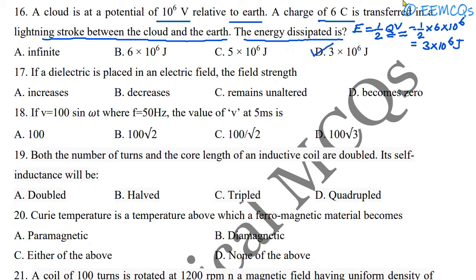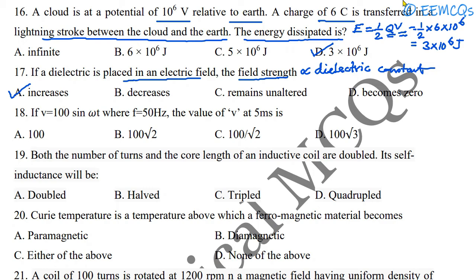Next question. If a dielectric is placed in an electric field, the field strength increases, decreases, remains unaltered, becomes 0. Definitely, when a dielectric is placed in an electric field, what happens? Rather than using air or without any medium, whenever any dielectric having a certain dielectric constant more than that is placed in a field, the field strength will increase, because the field strength is proportional to dielectric constant. Okay, so definitely here the answer will be A, that is increases.